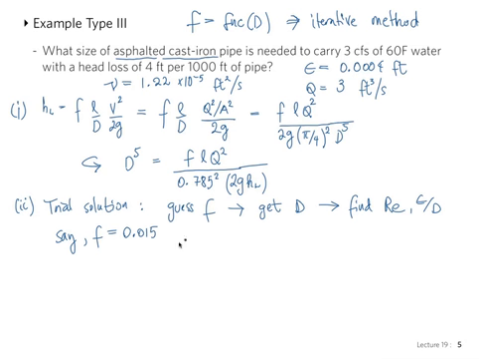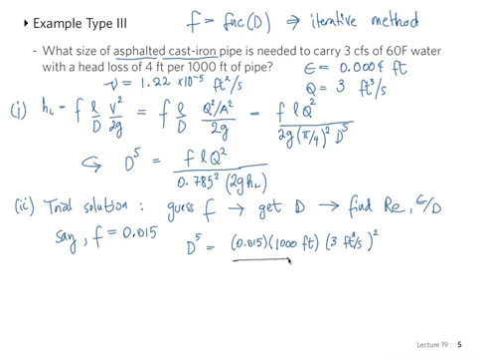For that case, let me write down what D would be so that somebody can plug it in the calculator. D to the power 5 would be 0.015 times, what's the length? 1,000 feet, times Q squared. Q is 3 cubic feet per second, and all of these squared.